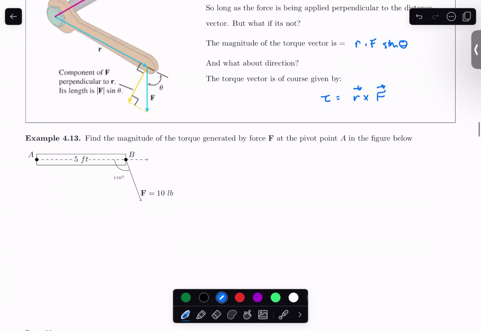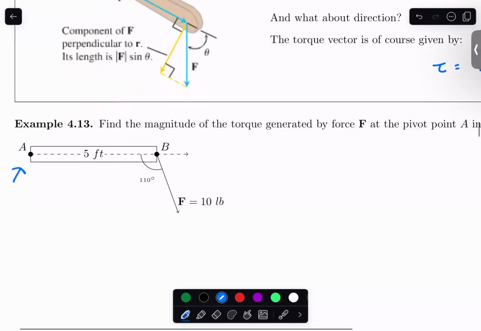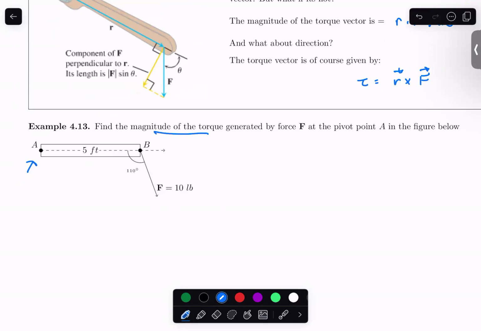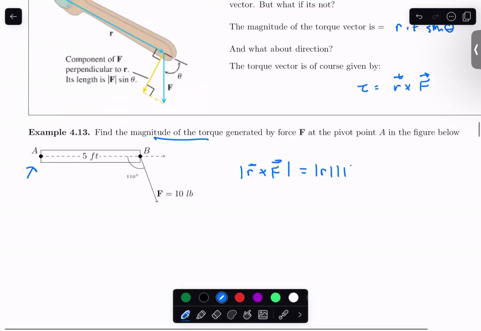So quick example related to this. Find the magnitude of the torque generated by the force F at pivot point A in the figure below. So we're pivoting about A here. Looks like it's 5 feet off that. We're applying this force at point B. And we're just interested in the magnitude of the torque here. So the magnitude of R cross F, that's going to be the magnitude of R, the magnitude of F times the sine of the angle between them.